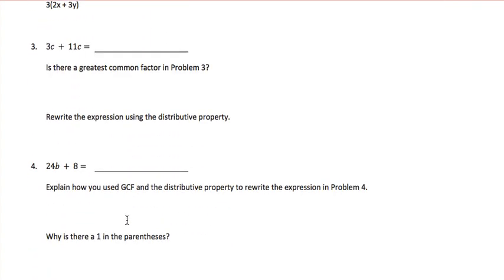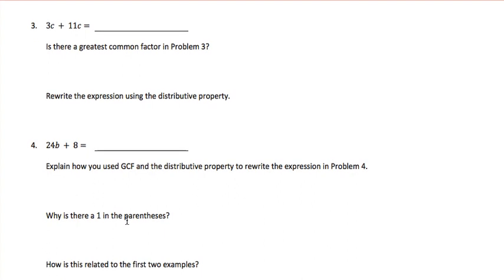Now, looking at number 3, 3c plus 11c. They're asking us, is there a greatest common factor in problem 3? Yes, c is the greatest common factor. So if we rewrite it using the distributive property, what we're going to factor out is the c. And it will be c times 3 plus 11.